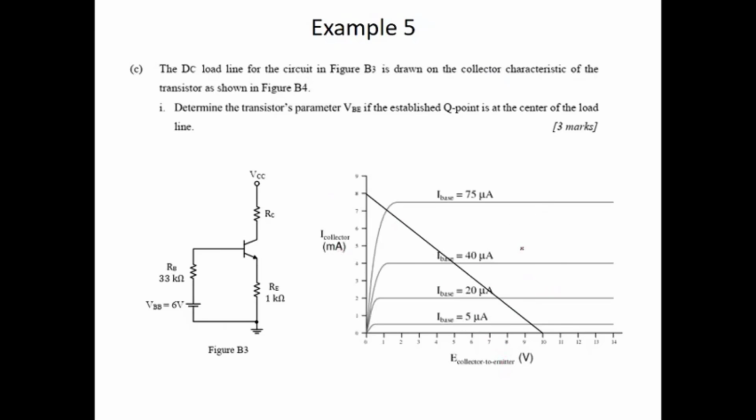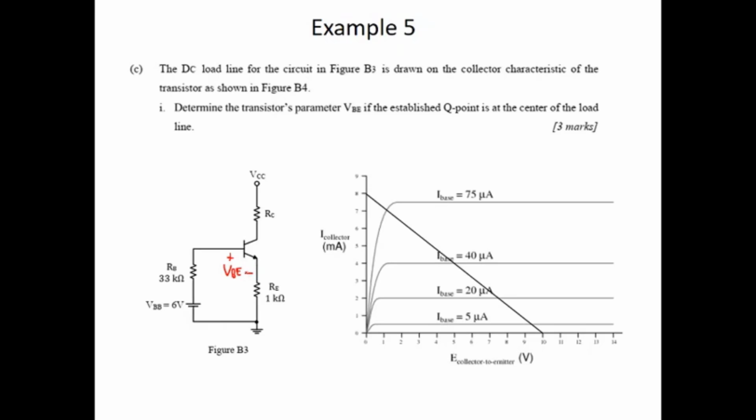The question is to determine the transistor parameter VBE if the established Q point is at the center of the load line. So you want to determine the VBE. So how to determine the VBE? Usually, we always assume the VBE to be equal to 0.7.